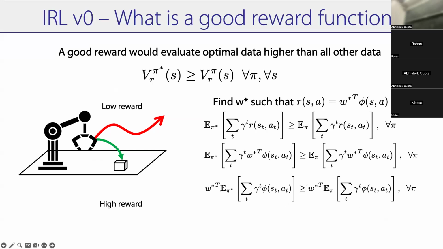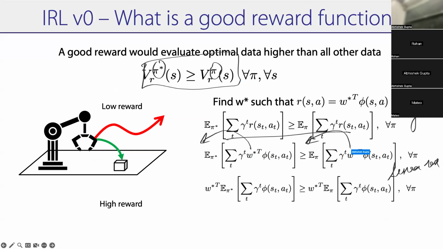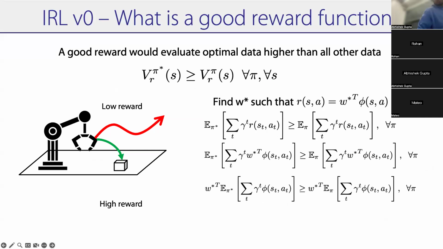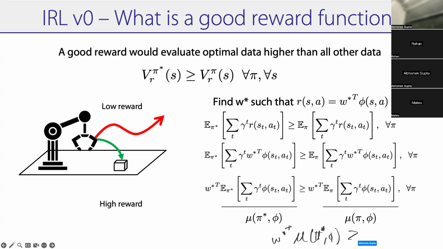Right? So let's recap what we did. We started with the reward is such that pi star is evaluated to be better than all other pi. We substituted the definition of the value function here. Then we substituted linear rewards here. And then because it's linear, you can take the W star out, right? Linear and constant. Now we call these things feature expectations often. So the condition that you get is W star transpose the feature expectations under pi star is better than W star transpose the feature expectations under all other pi.